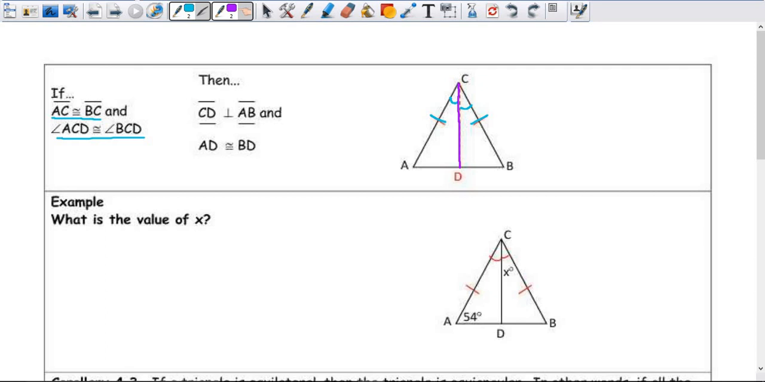Then I know that CD is perpendicular to AB. So CD would be perpendicular to AB, so I can put in these right angles, and AD was congruent to BD. So CD was an angle bisector up here and a perpendicular bisector to the base. And that only works with isosceles triangles.